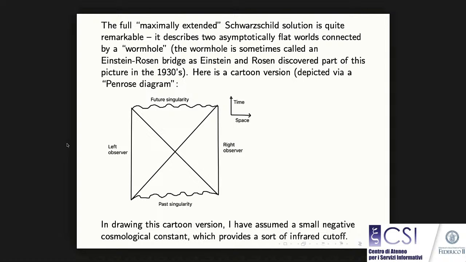So there are two asymptotically flat worlds. One is on the left, one is on the right. Geometrically, they're connected. But the connection is very much like quantum entanglement. Quantum entanglement is a correlation between two systems, but it can't be used to communicate information. If I have an electron that's entangled with your electron, knowing that entanglement doesn't enable me to manipulate my electron in a way that would send a signal to you faster than the speed of light.